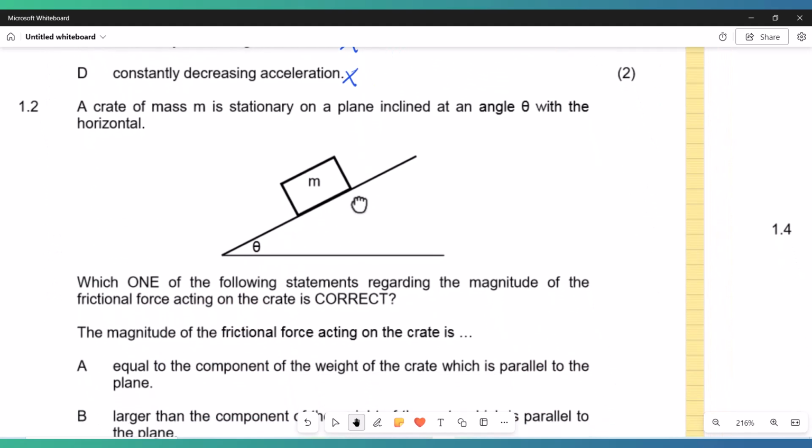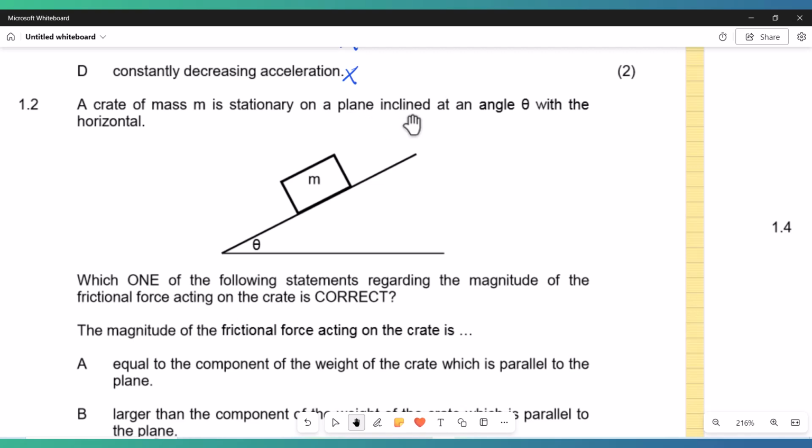Next, question 1.2. A crate of mass m is stationary on a plane inclined at an angle theta with the horizontal. Which one of the following statements regarding the magnitude of the frictional force acting on the crate is correct? I repeat, the crate is stationary, so it's not moving. Because it's going down, the frictional force is pulling up.